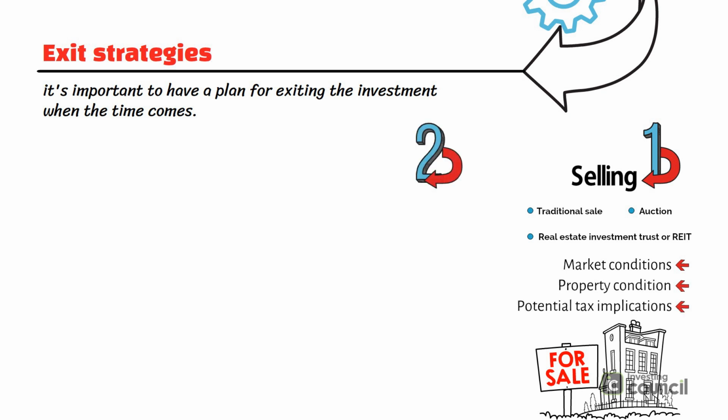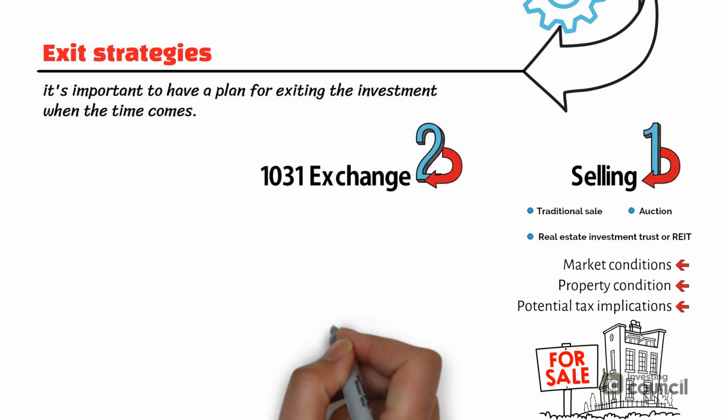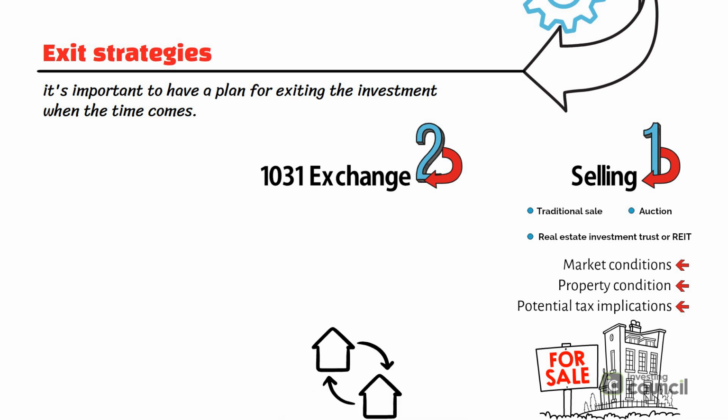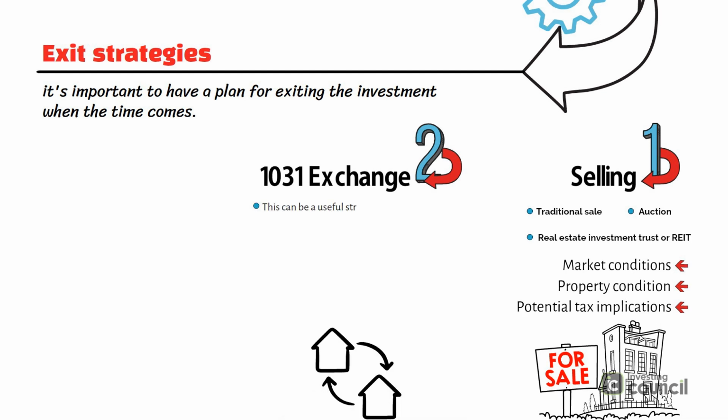The second common option is a 1031 exchange. A 1031 exchange is a tax-deferred exchange of one investment property for another like-kind investment property. This can be a useful strategy for investors who want to reinvest the proceeds from a sale into a new property without incurring capital gains taxes.